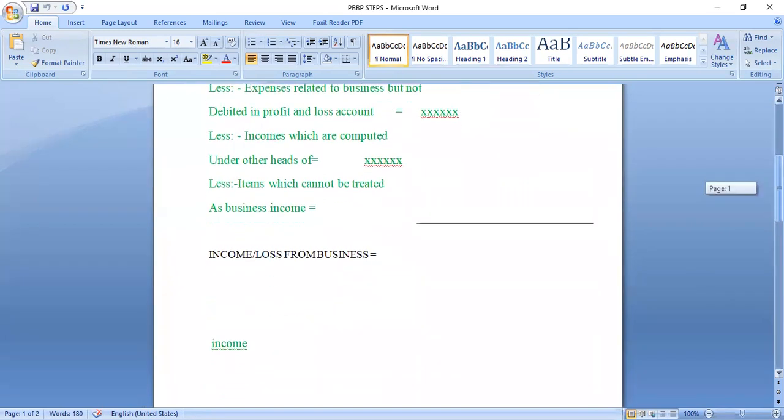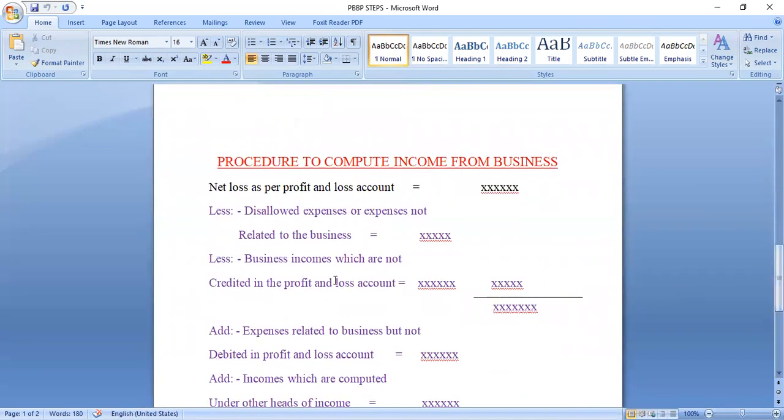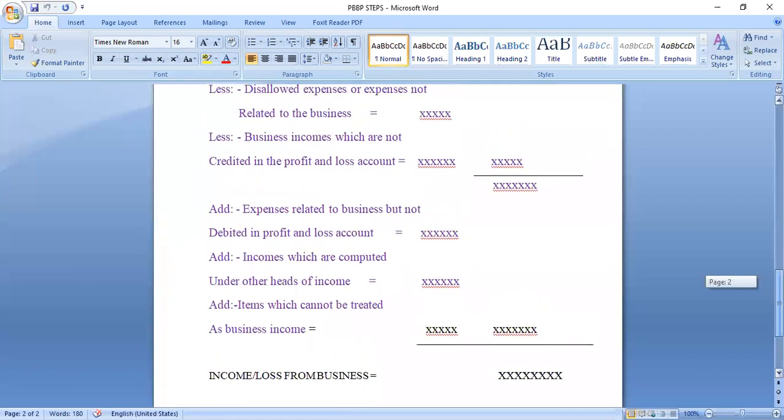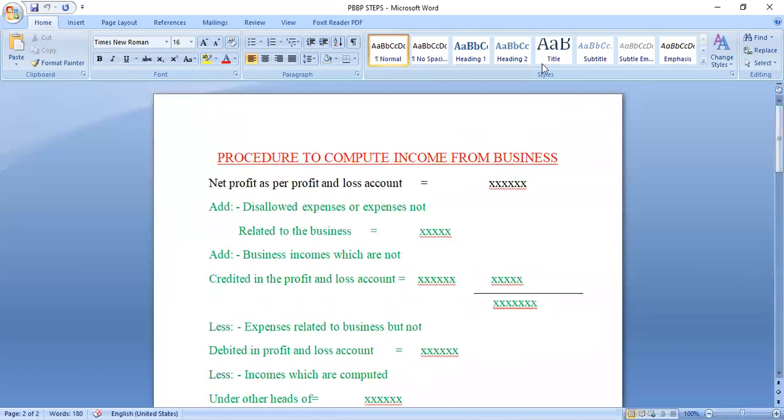And if it is a net loss, add becomes less and less becomes add. So with net profit you used to add these two, but in net loss you subtract these two: disallowed expenses and business income not credited in the P&L account. Okay, so you'll get income or loss from business here. I will repeat this once again. I'll revise the theory part once again from tomorrow.